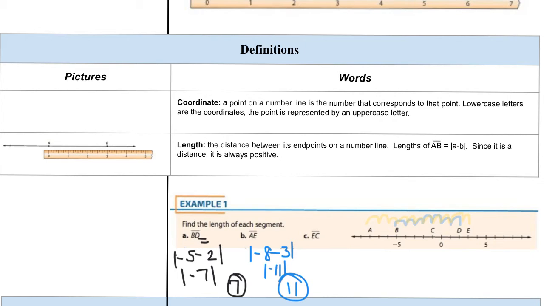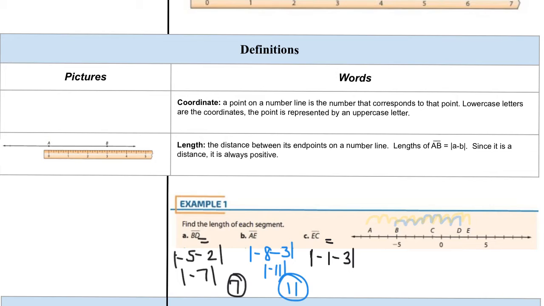Now, that's fine when it's a small number line like this, but when it gets really large, that would be a pain. So use the subtraction method, where you're subtracting one point from the other point. So let's look at EC, which it wants us to do. Now, I just want you to see what I'm doing here. C is at -1. E is at 1, 2, 3.